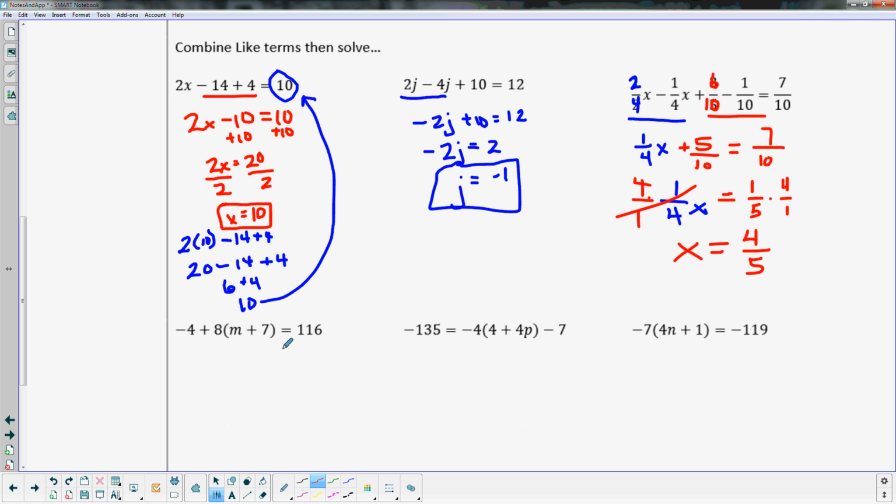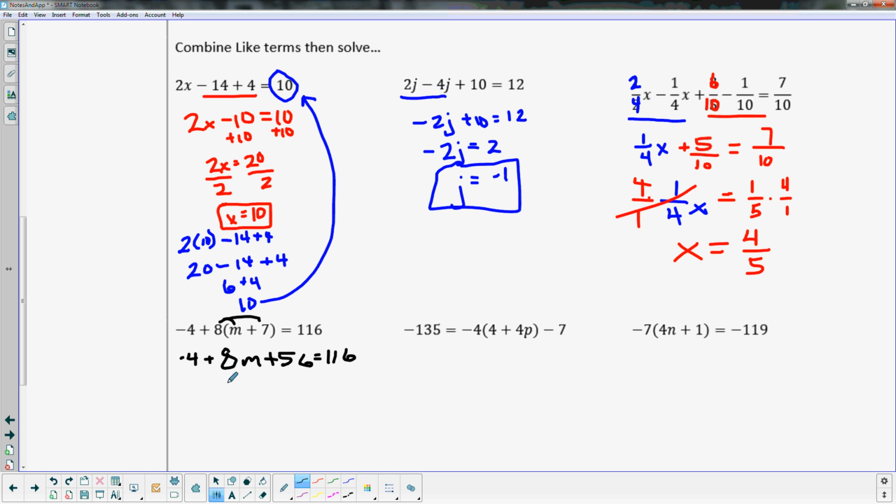The ones down below, kind of similar. The only difference is I do have parentheses here, so hopefully that makes you think about distributive property. I need to distribute before I work at solving my equation. And I'll probably have to not only distribute, but also combine like terms. So that's going to give me 8m and 56. And that still equals 116.